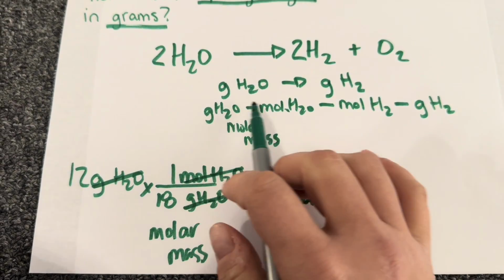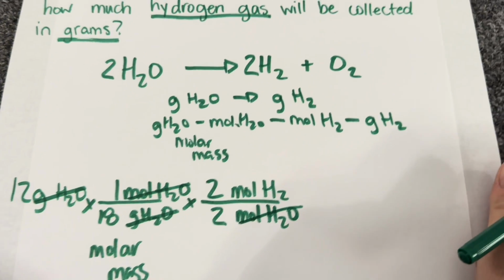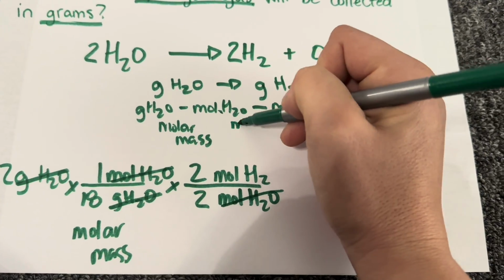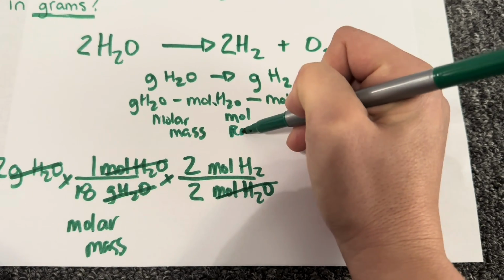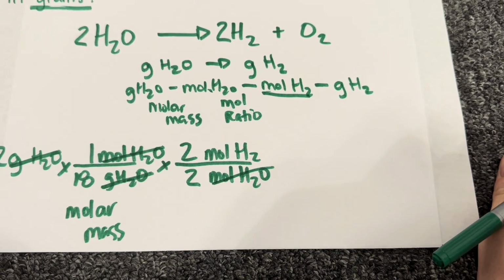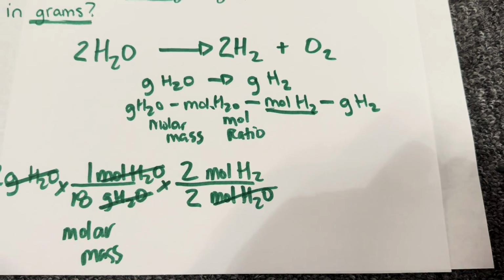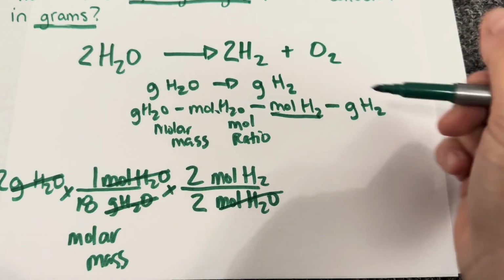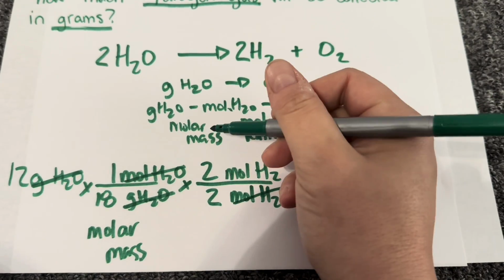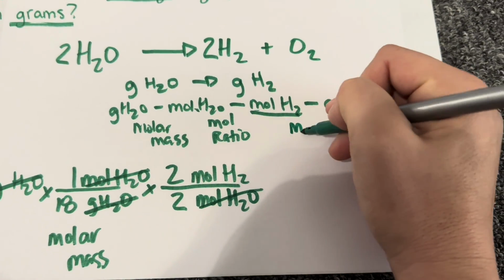Looking up here, where am I on my roadmap? I've done this part. I've used my mole ratio to do this second step, and right now I am in moles of H2, and I need to go to grams of H2. How do I go from moles to grams? It's essentially the same thing I did in the very first step. I have to use my molar mass.